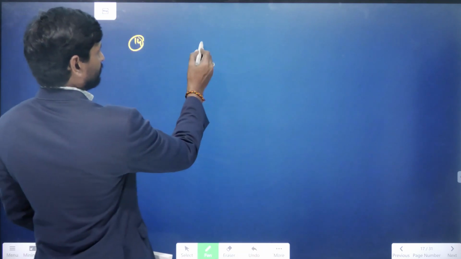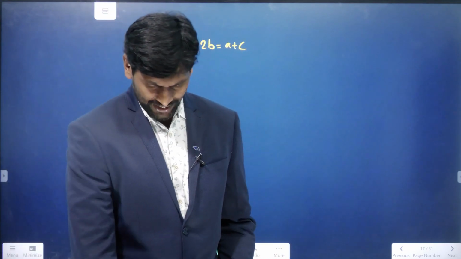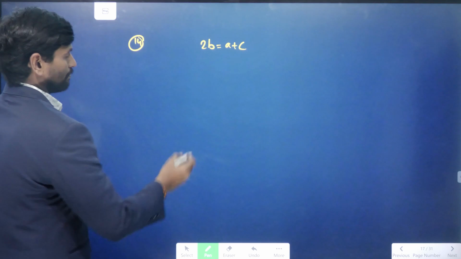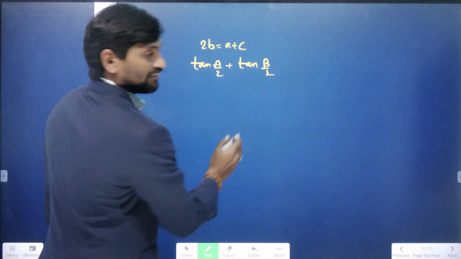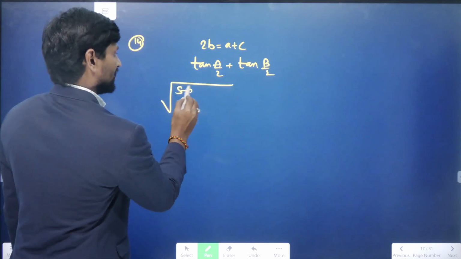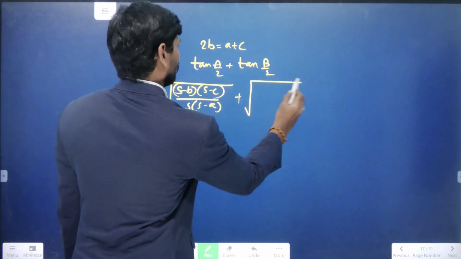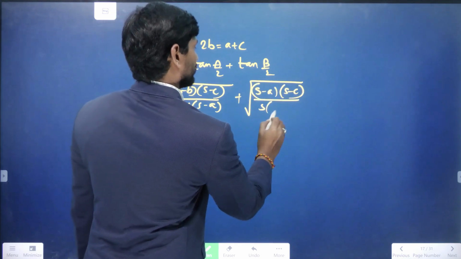The question: the sides are in AP, tan A/2 plus tan C/2 formula. So let us try to apply the tan formula here. Yeah, a, b, c are in AP, that means we can write 2B equals A plus C. Then what is given? Tan A/2 plus tan C/2 value. So tan A/2 and tan C/2, I am applying the half angle formula directly. What is that half angle formula? Root over (s minus b)(s minus c)/(s(s minus a)) plus root over (s minus a)(s minus c)/(s(s minus b)).